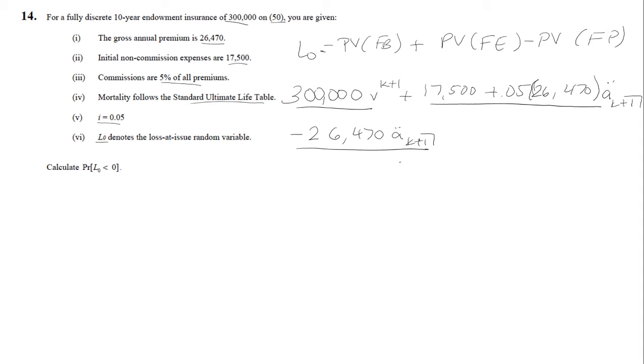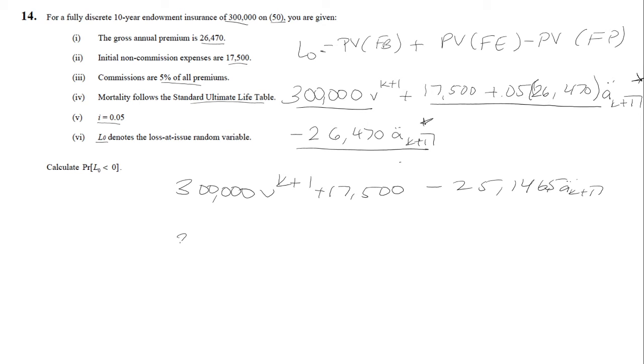So the next step is to do some algebra. We're going to simplify this. We're going to have 300,000 v to the k plus 1 plus 17,500, and here we have two annuity dues, so we can add those together. So we'll get negative 25,146.5 a double dot k plus 1.